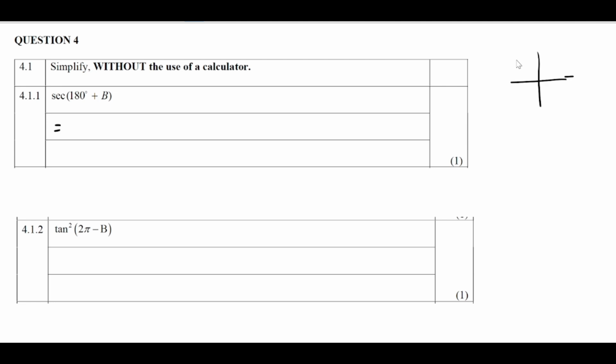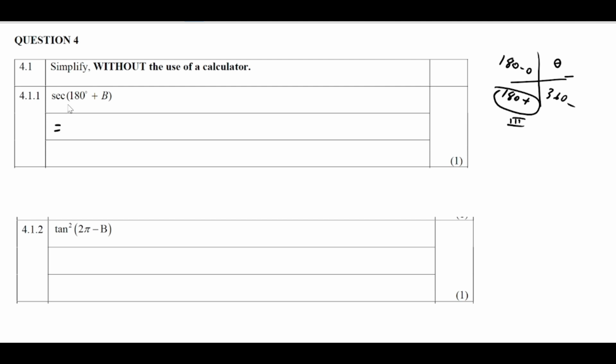Let's remind ourselves here. Here we've got theta, here we've got 180 minus, here we've got 180 plus, and then here we've got 360 degrees minus. So we find 180 plus in quadrant number 3. So is sec positive or negative in quadrant number 3?